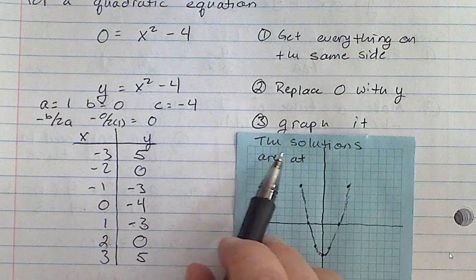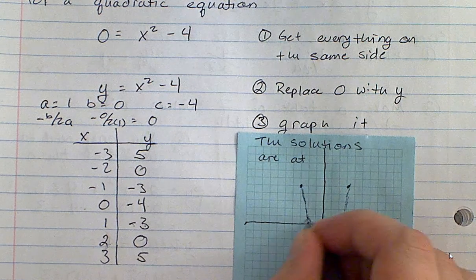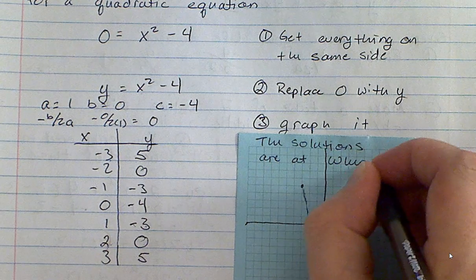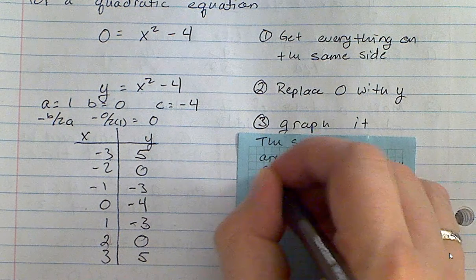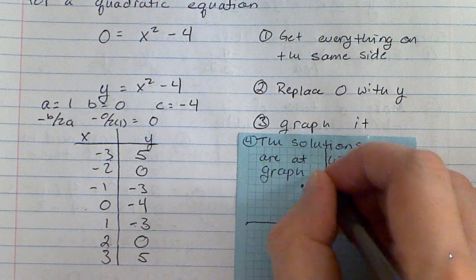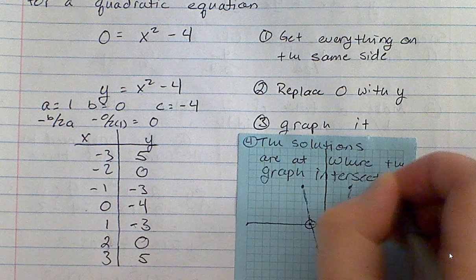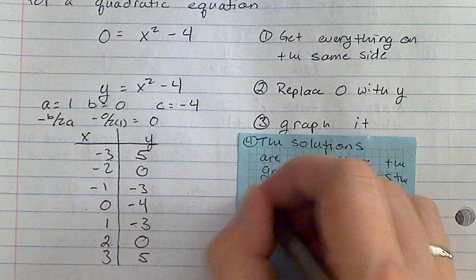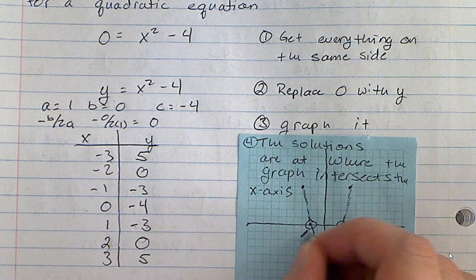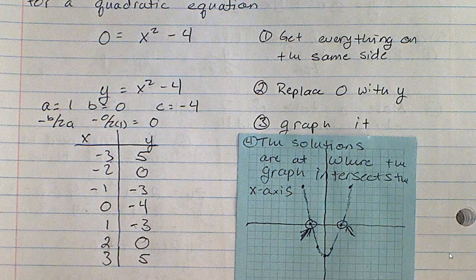Yeah. So the solutions for this are going to be where the graph intersects the x-axis. Yes, this is step 4. So it intersects the x-axis here and here. What are the x values for those two places?